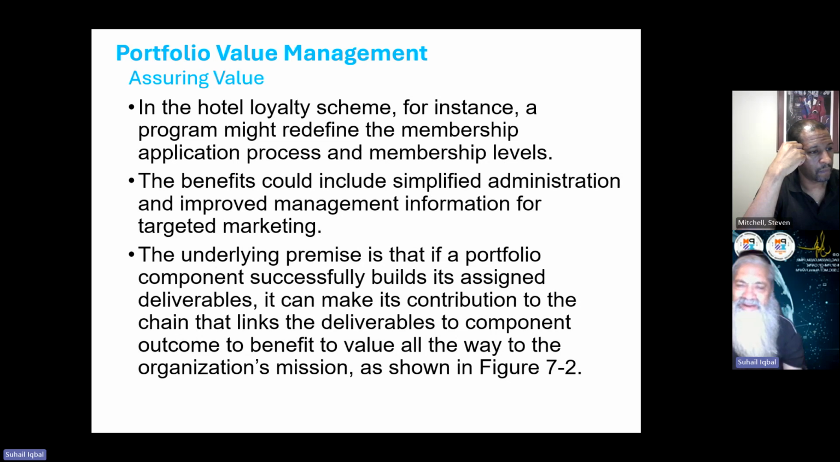The underlying premise is that if a portfolio component successfully builds its assigned deliverable, it can make its contribution to the chain that links the deliverable to component outcome, to benefit, to value, all the way to the organization's mission. So this is the lifeblood flowing in the veins of the organization. It starts with deliverable, benefit, value, and strategy, and naturally the accomplishment of the mission.